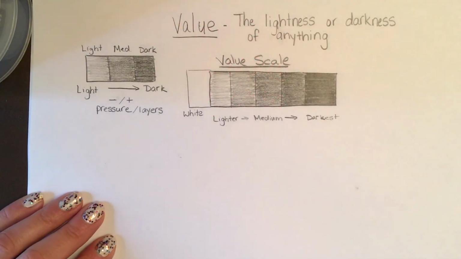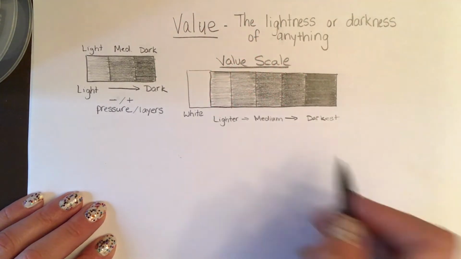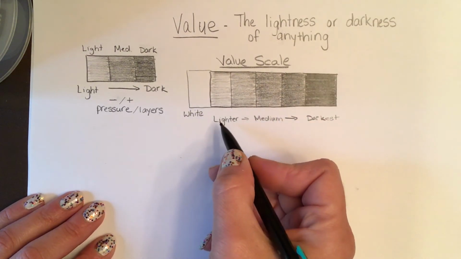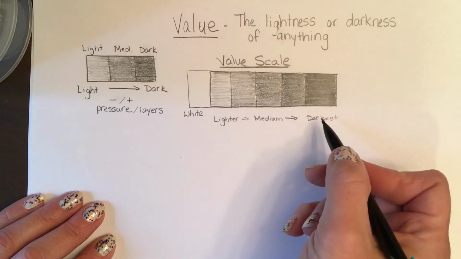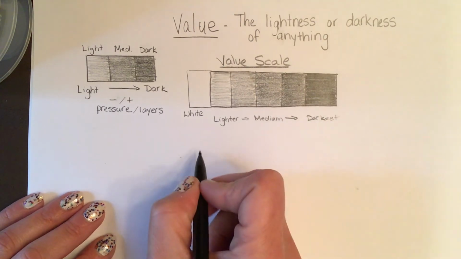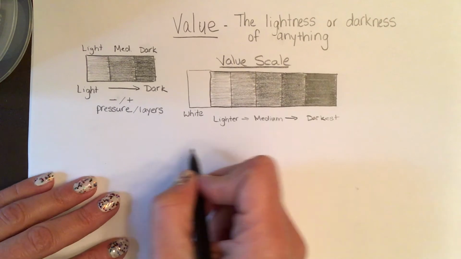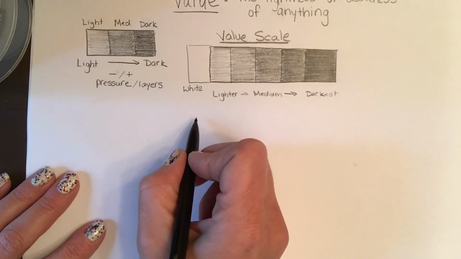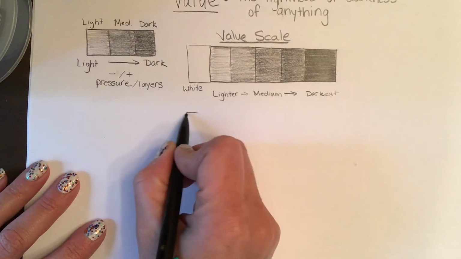There is another way that you can do a value scale. You don't always have to keep it in a box like this, and you don't always have to start off light and work your way to going dark value. You can actually start off dark and work towards lightening up, easing up on your pencil and making it lighter. If you do it like that, you can still go side to side.